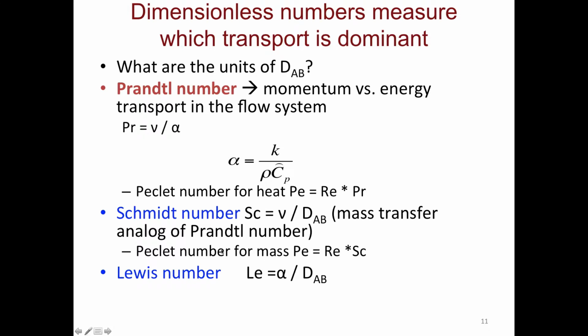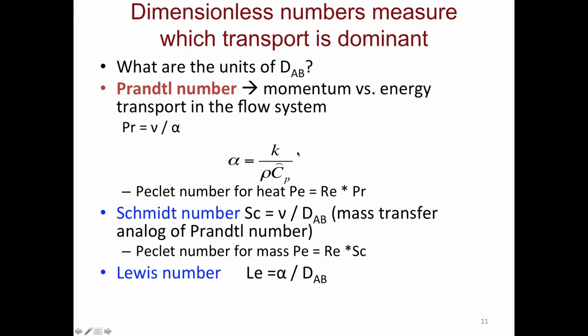Now we will look at the so-called Schmidt number. Okay? Sc is my kinematic viscosity divided by D_AB. So I'm going to look at the mass transfer analog of the Prandtl number. So again, if it's larger than one, momentum transport is dominant, as opposed to mass transport. And I could also have a Péclet number for mass by multiplying Reynolds number times Schmidt number. And I have three types of transport, so I can look at all combinations. Lewis number is looking at thermal or heat transport versus mass. So Prandtl, Schmidt, Lewis.